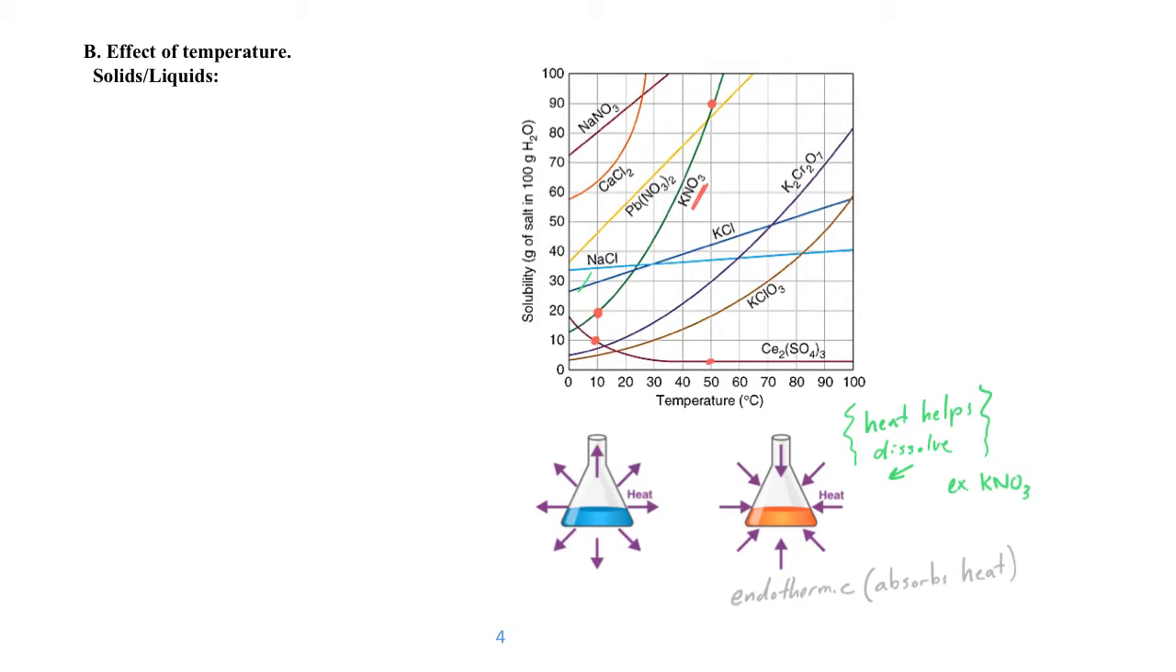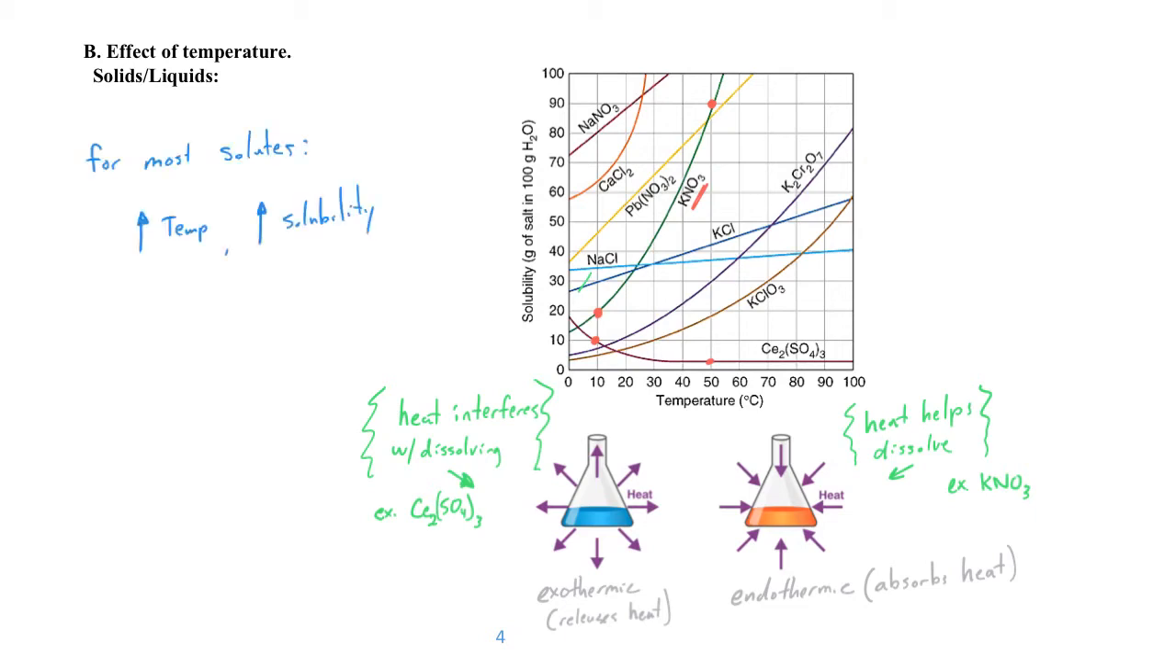Cerium sulfate, on the other hand, releases heat as it dissolves in water. Having additional heat around interferes with this process. In fact, the best way to help cerium sulfate dissolve is to remove heat rather than add it. This is why the solubility of cerium sulfate increases as you decrease the temperature. Now we'll go over that concept in quite a bit more detail a little bit later in the course. For now, just note that for most solutes, an increase in the temperature leads to an increase in the solubility of that solute.